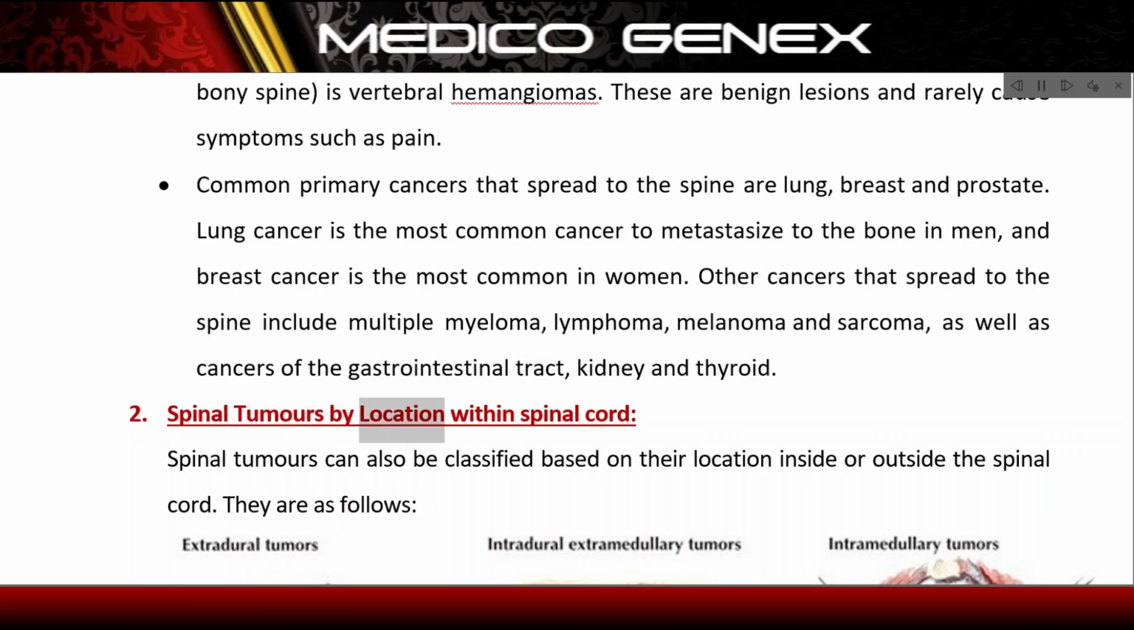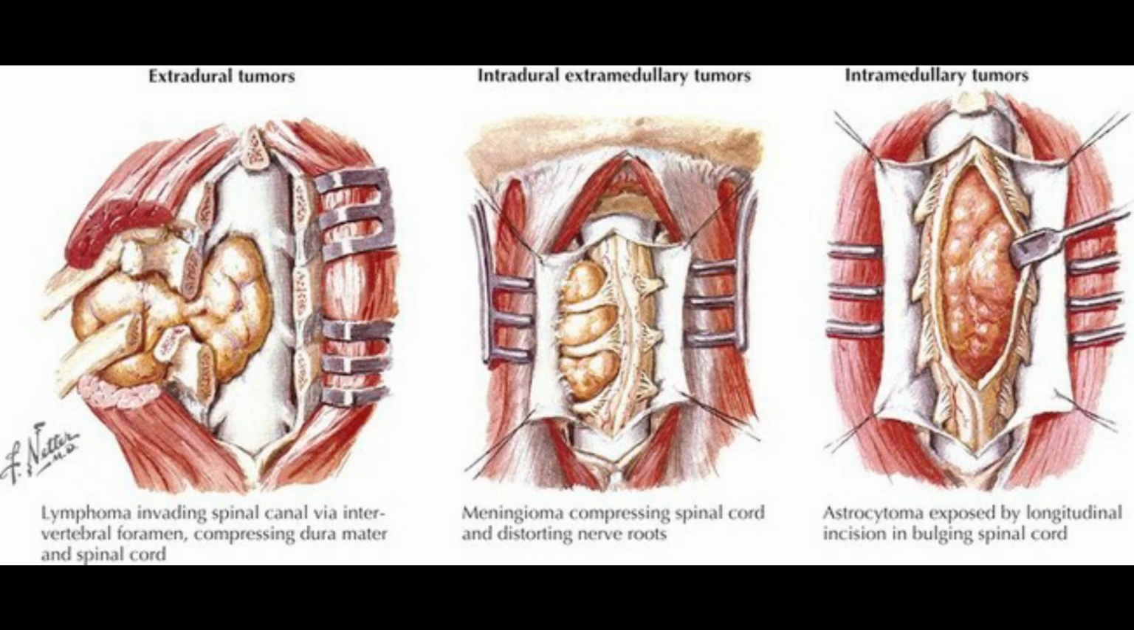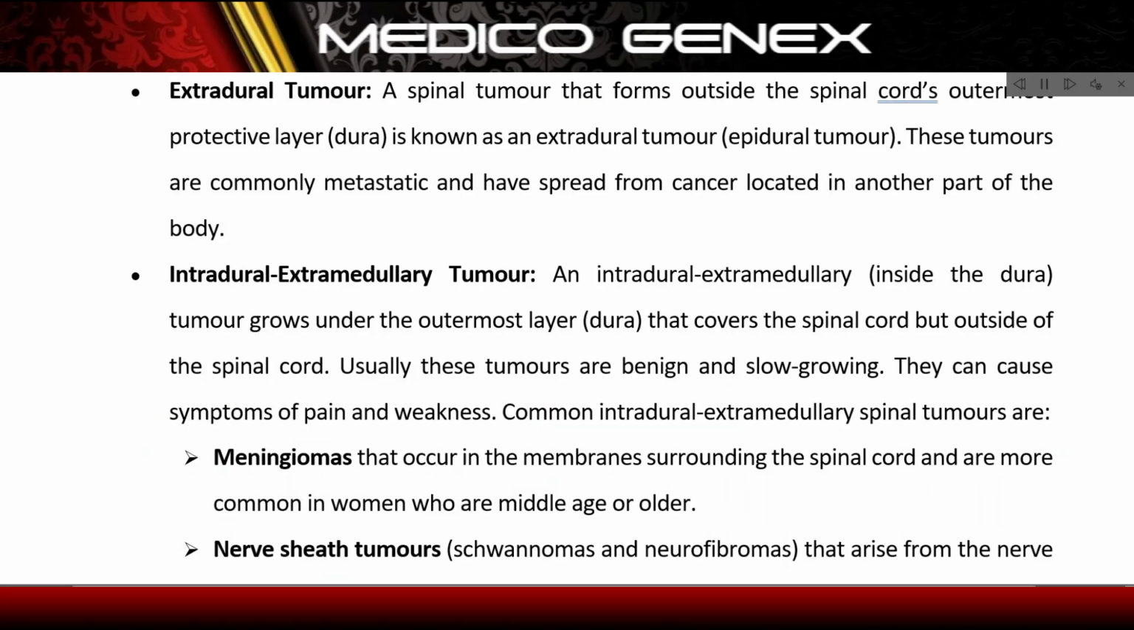Spinal tumors by location within spinal cord. Spinal tumors can also be classified based on their location inside or outside the spinal cord. They are as follows. Extradural tumor, a spinal tumor that forms outside the spinal cord's outermost protective layer, dura, is known as an extradural tumor, epidural tumor. These tumors are commonly metastatic and have spread from cancer located in another part of the body.